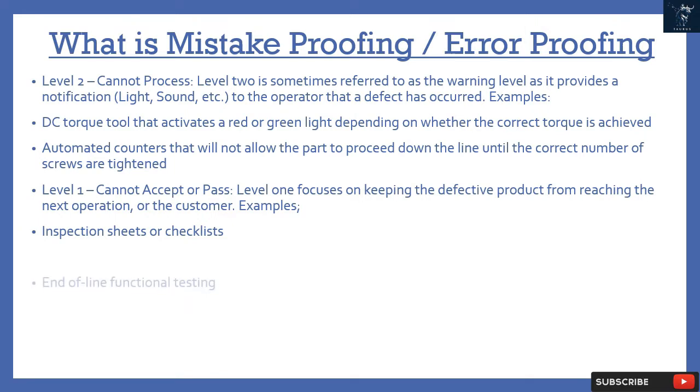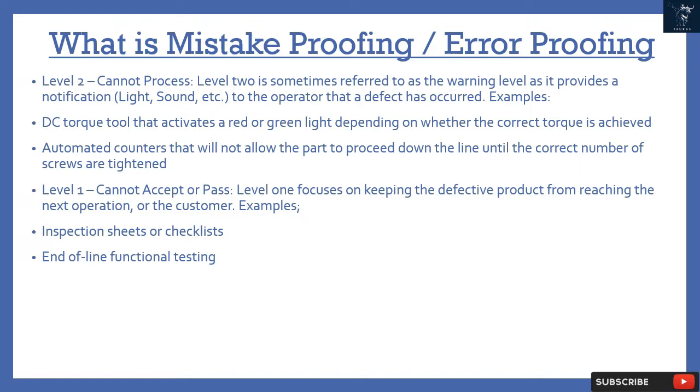Level 1 focuses on keeping the defective product from reaching the next operation or the customer. Examples: inspection sheets or checklists. End-of-line functional testing. The most effective way of reducing or eliminating defects due to errors is to prevent them at the source, at the point of creation.